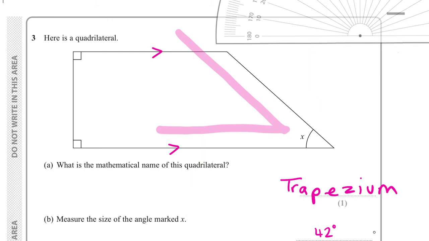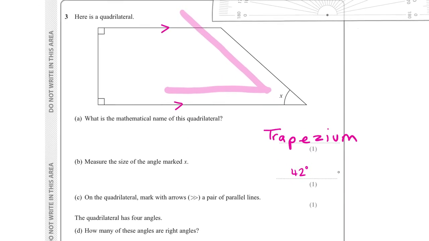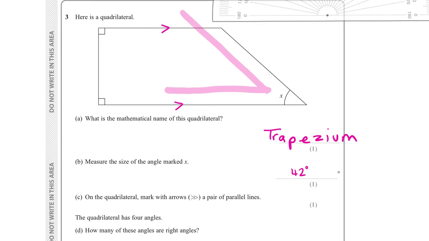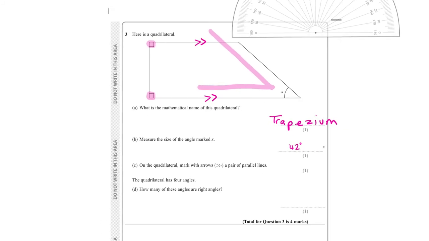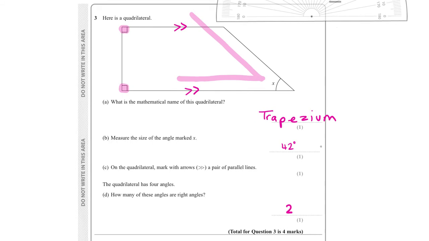Okay, next up, it then says, on the quadrilateral, mark with arrows, and it says 2 arrows, a pair of parallel lines. Well, I already did that earlier. However, it wants 2 arrows. Now you're going to get a mark. The next one says the quadrilateral has 4 angles. How many of these are right angles? Well, a right angle, we know, looks like this, 90 degrees. 1, 2. So there are 2 right angles. Now, can you also see I am writing all of my answers on the dotted line?